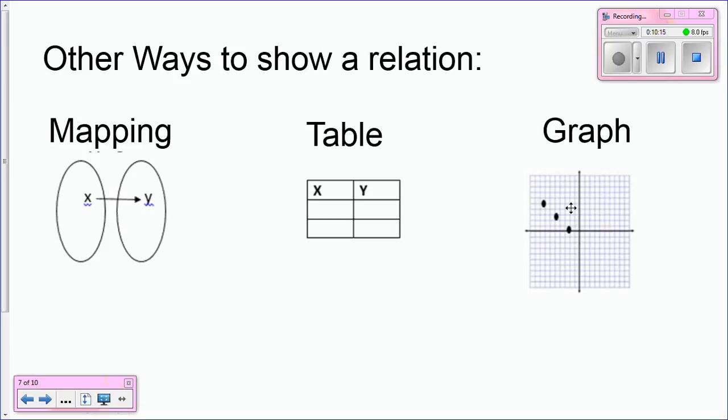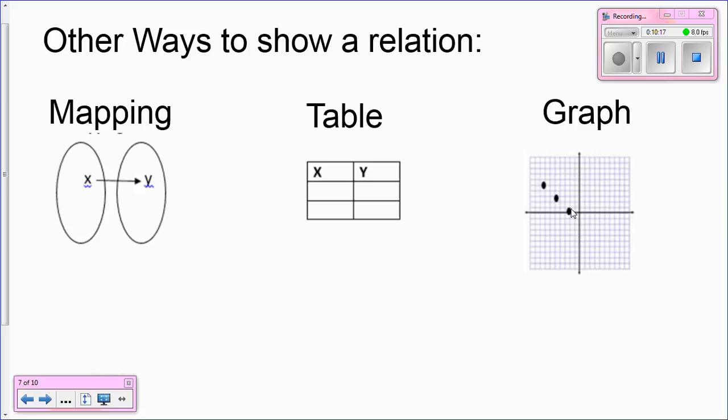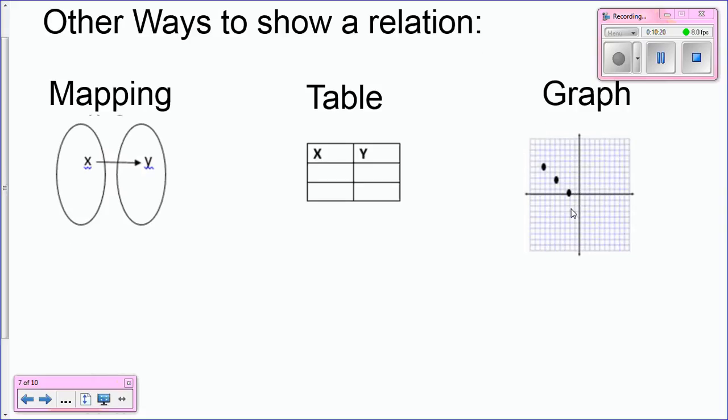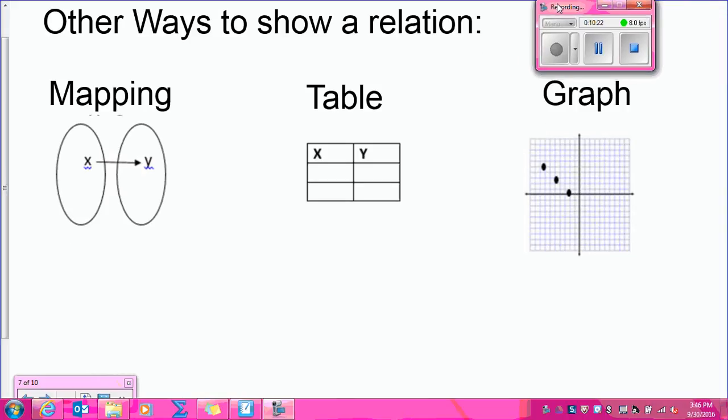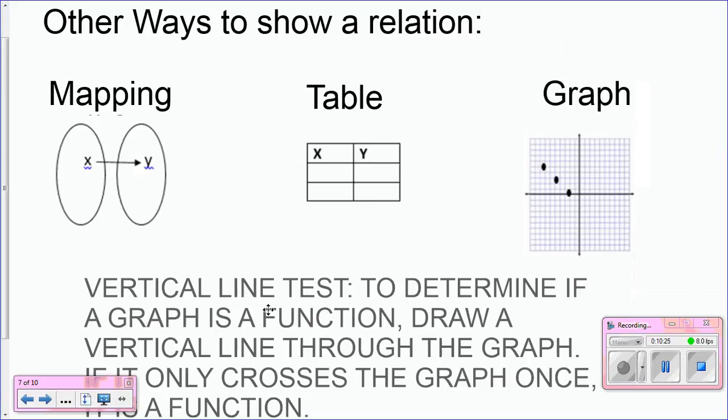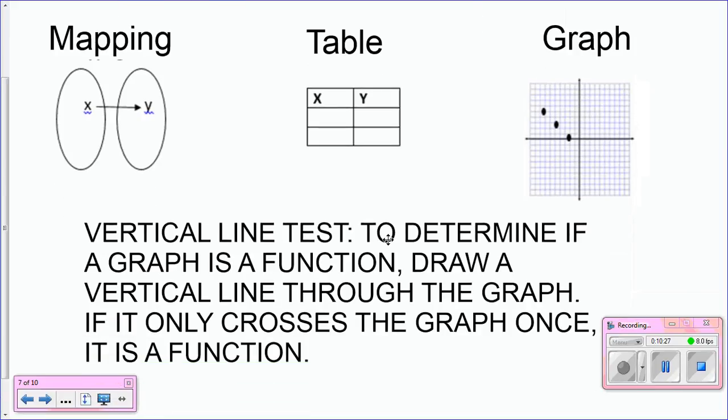Now graphs are a little bit, not more difficult, it's just we have to look at it a different way, okay? With graphs, we actually use a rule called the vertical line test to determine if a graph is a function. And that just says we draw a vertical line through each point, or if it's a continuous line, we pick a bunch of points. We draw vertical lines through them, and if what's on the graph only goes through our vertical line once, then it's a function, okay?